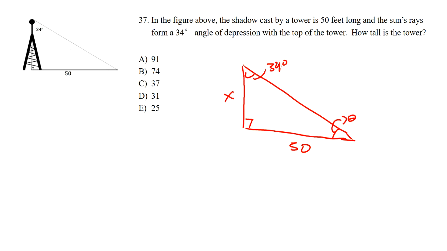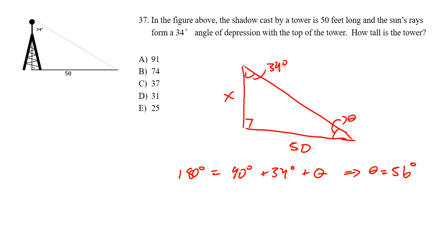So we know that the sum of all three of these angles should be 180 degrees. So that's equal to 90 degrees plus 34 degrees plus theta. And solving for theta, we get theta is equal to 56 degrees.